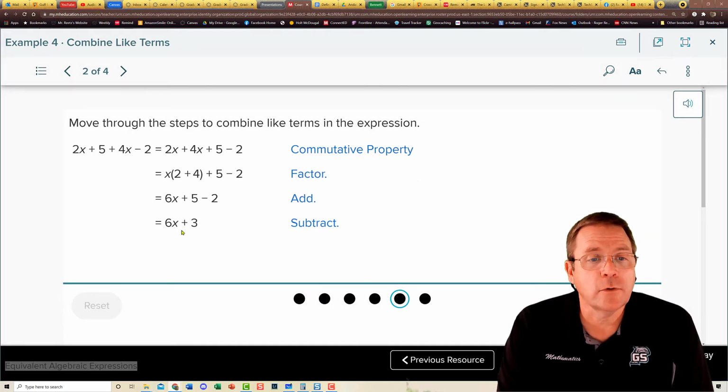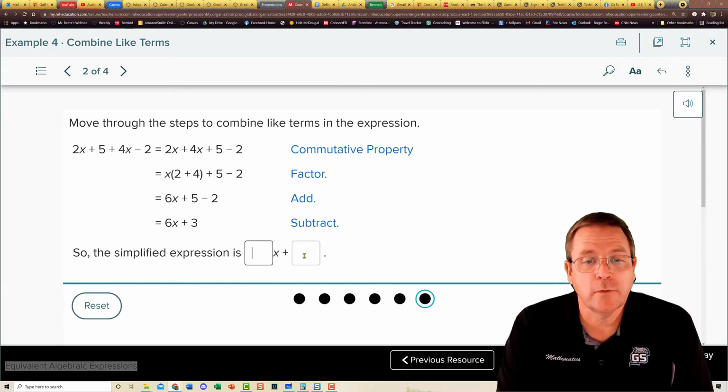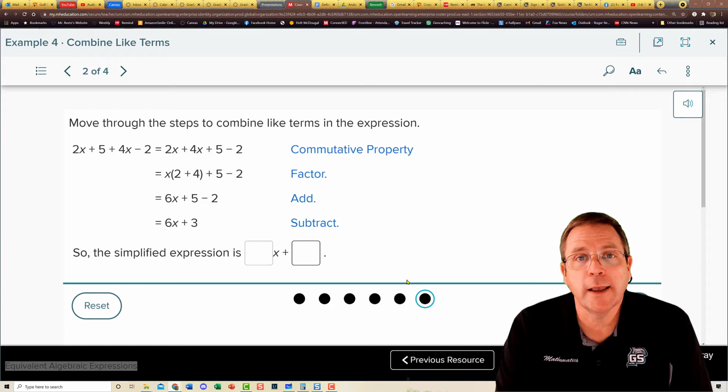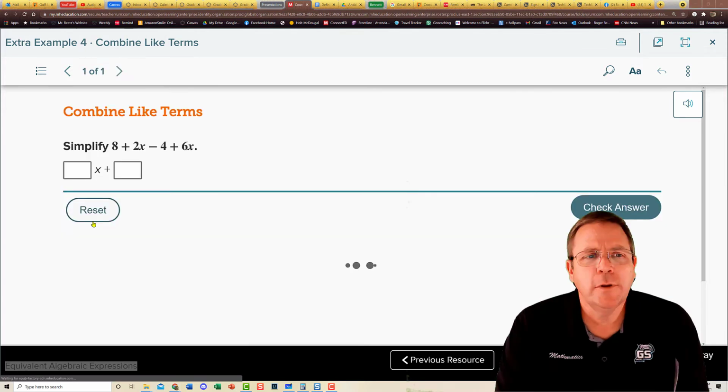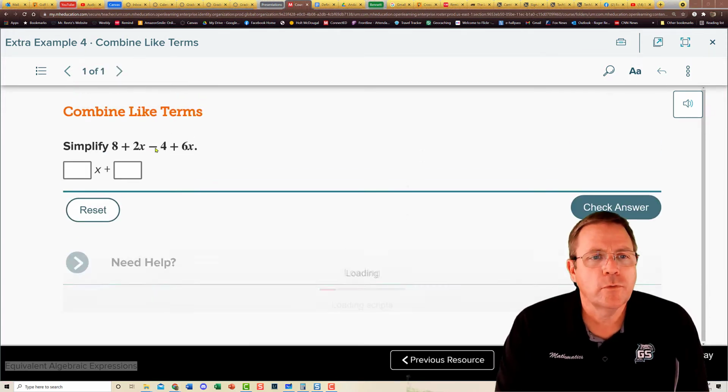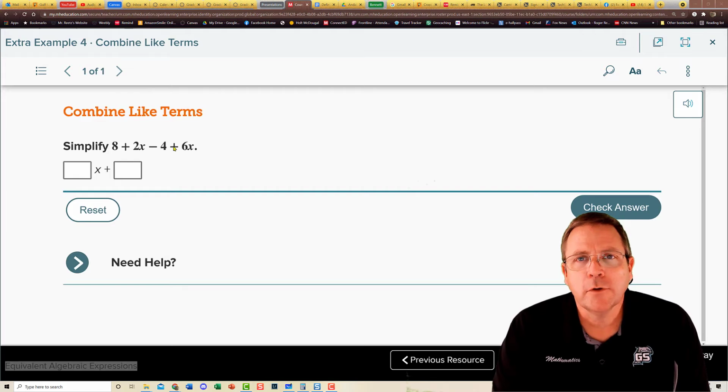So our answer is going to be 6x plus 3, which you can take and put a 6 here and a 3 there, and it'll give you a happy sound on your computer. Now it's going to be your turn. Work through this problem and give us a good answer.